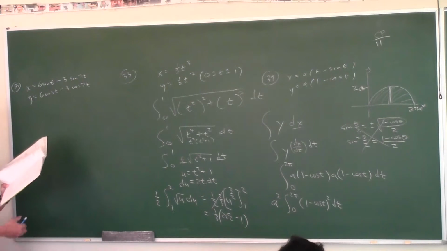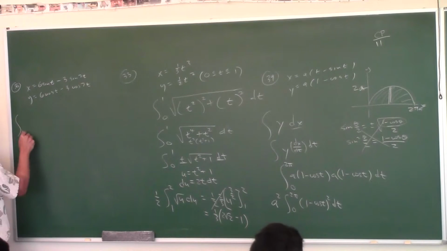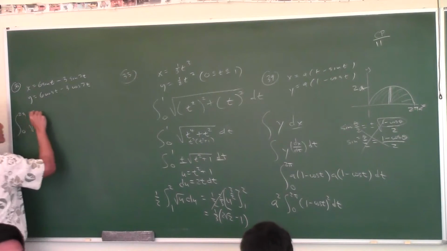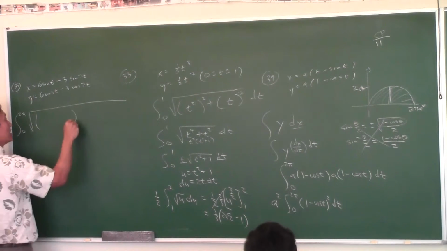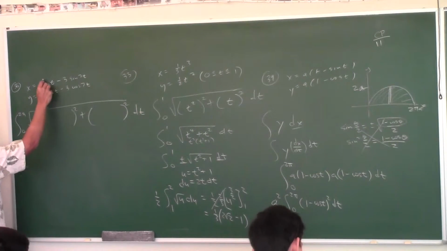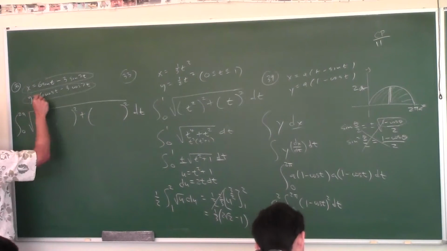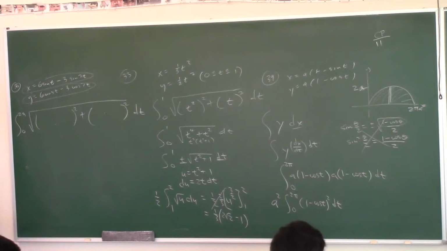Are you kidding me? The length of curve? Come on! How do you find the length of curve? Integral from 0 to 2 pi, the square root of dx/dt squared plus dy/dt squared, dt. So all you gotta do is take the derivative of that and put it there. Take the derivative of this, put it there, and pick out the answer.